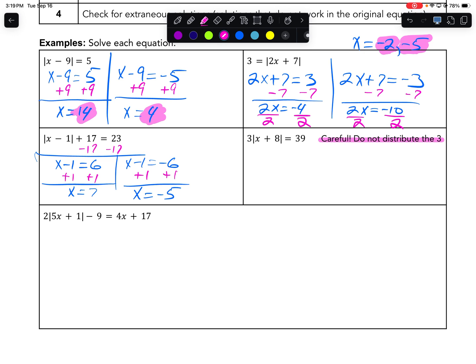So this one, you can never distribute into absolute value. Okay? You can never distribute. You always have to divide that number away if it's 3 times absolute value. So our first step here is to divide by negative 3. Or divide by positive 3. I don't know why I said negative 3. Divide by 3. We get two cases now. X plus 8 equals 13. And we get x plus 8 equals negative 13.